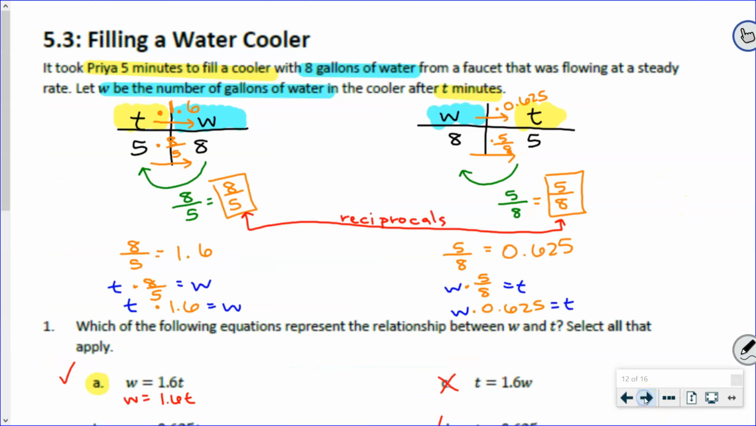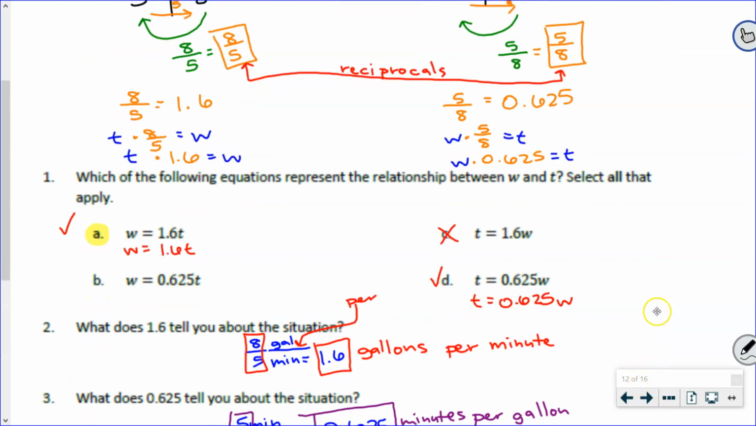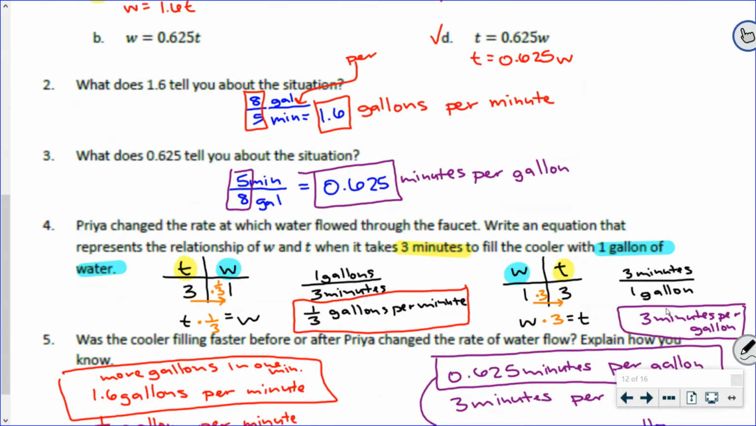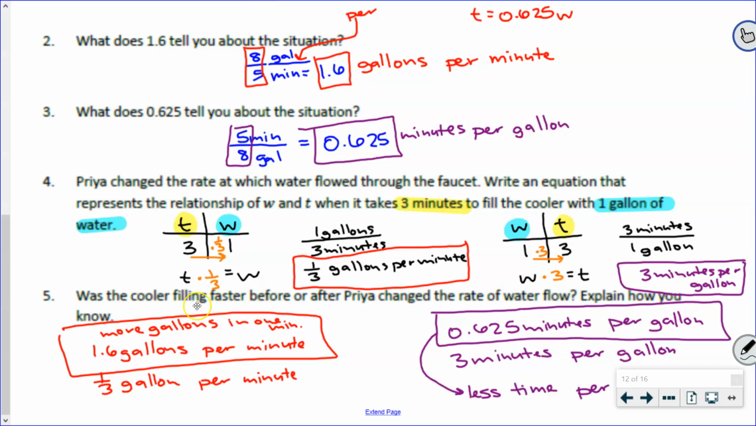We left off last time finishing up with the water cooler problem where we wrote two equations, and I want you to pay attention to the similarities between those equations. Here we have T times 1/3 is equal to W. And W times 3 is equal to T. Recognize those relationships. 1/3 and 3 are reciprocals. And here the W is alone, so the constant of proportionality is multiplied by T. Here T is alone, so the constant of proportionality is multiplied by W.